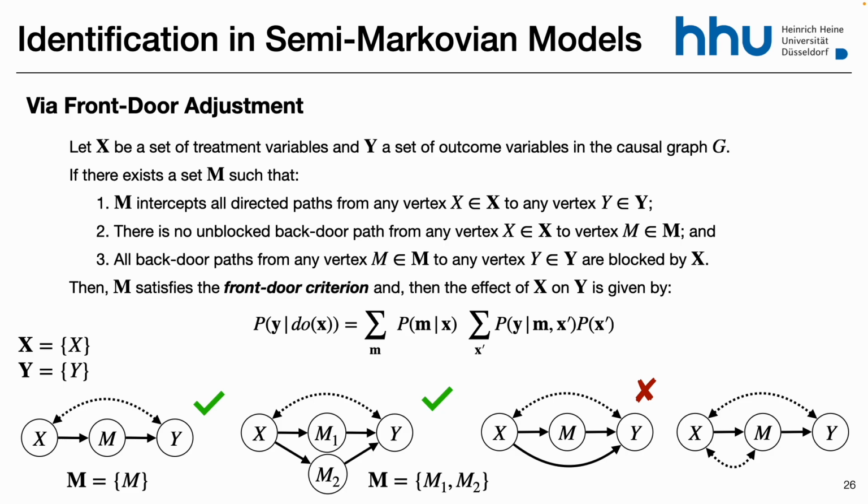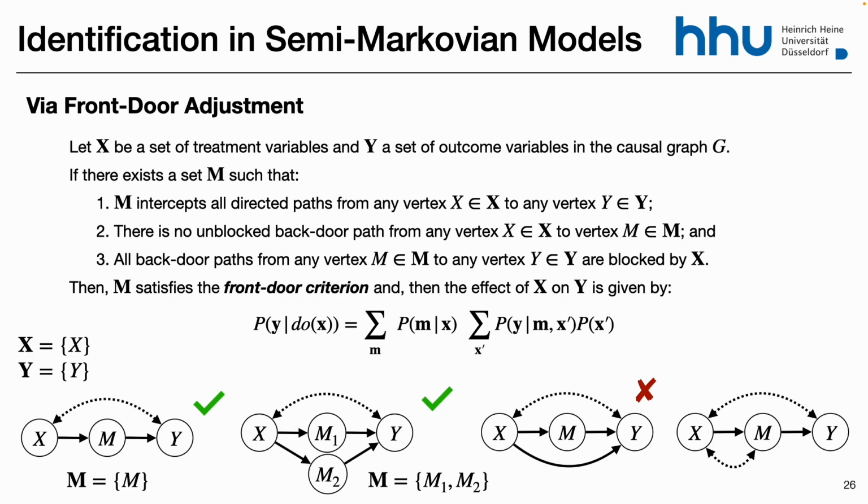We can go by parts. So let's try the variable M, being the only variable in the set M. It satisfies the first condition. There's only one causal path here. What about the second condition? Is there any unblocked backdoor path between X and M?